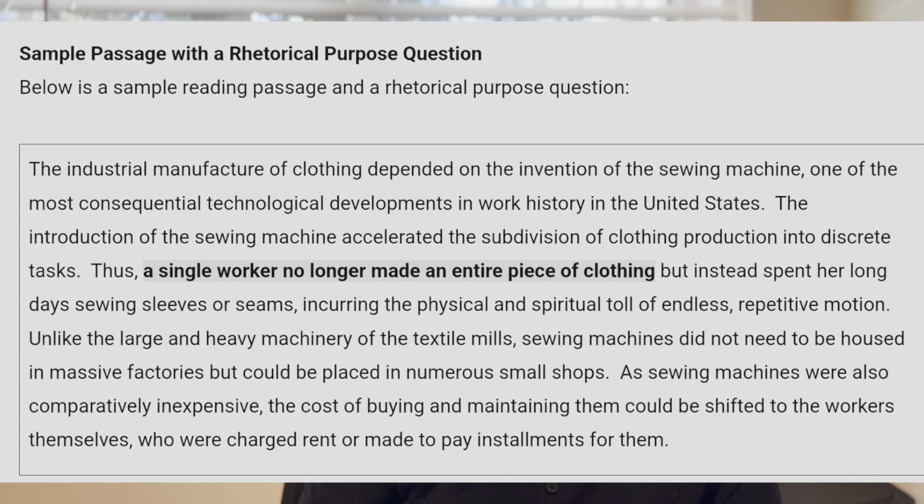Another thing, if you are looking for the main idea of a passage, is the first two sentences and the last two sentences. They briefly describe what is going on in the passage. If you deeply understand them, they tell you the main idea. In this question, it asks why the author includes the information "a single worker no longer made an entire piece of clothing." This is the specific information, and the question wants you to know why it is mentioned. Let's get into the answer and tips.